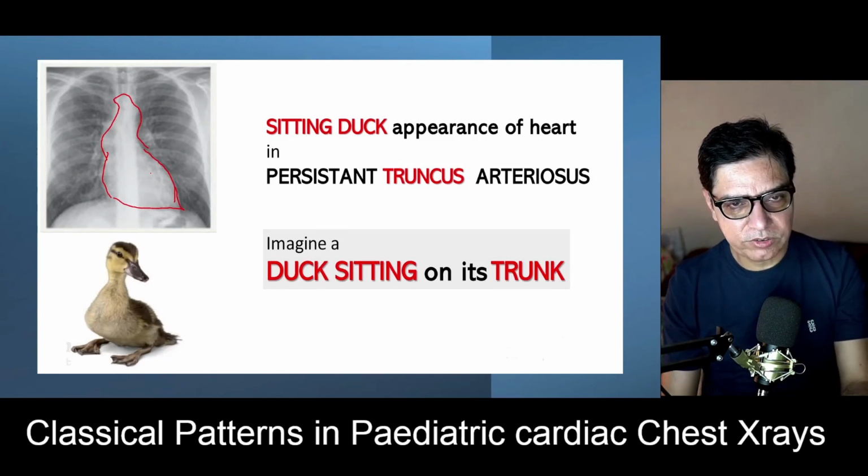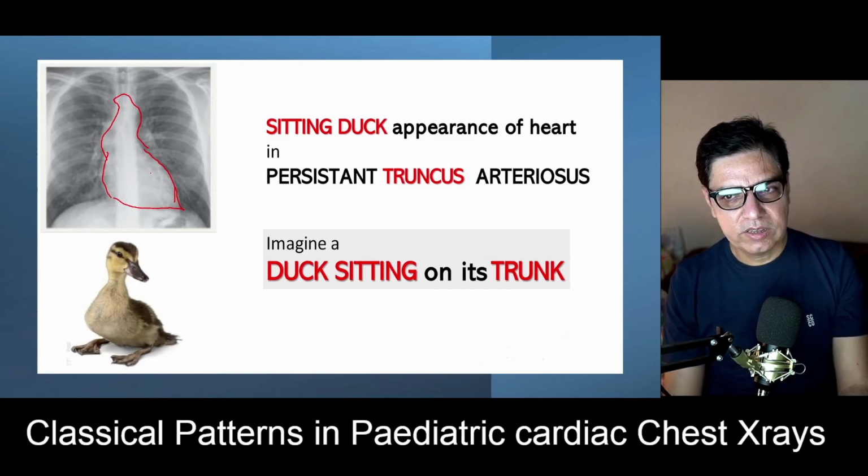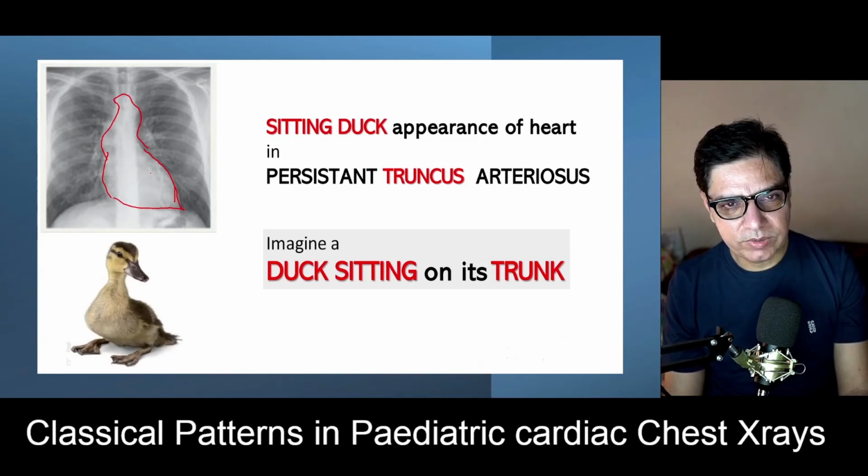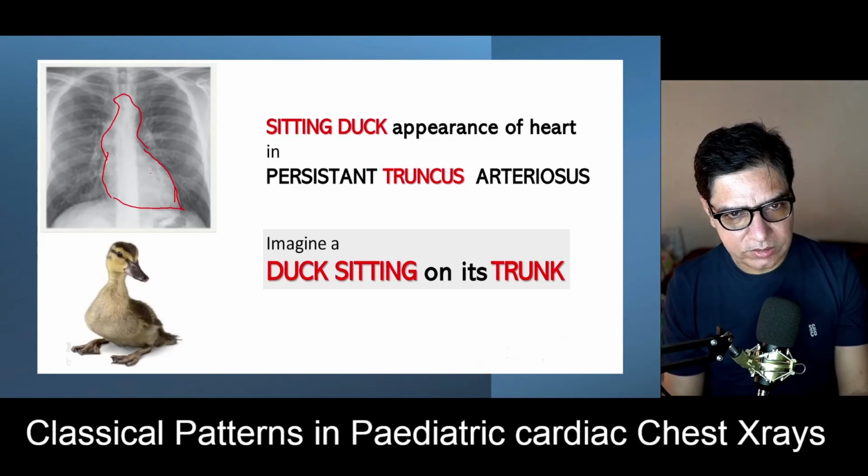So a single trunk arises and the single trunk is then dividing. This we call persistent truncus arteriosus, and it's usually associated with cyanosis, which doesn't improve with oxygenation. So it is one of the cyanotic congenital heart diseases.